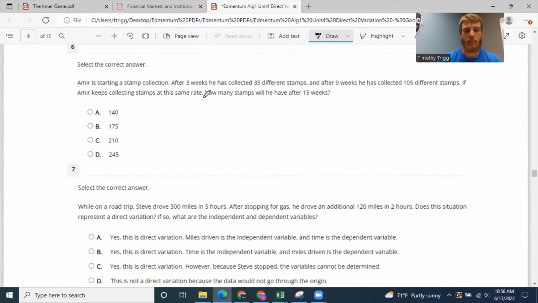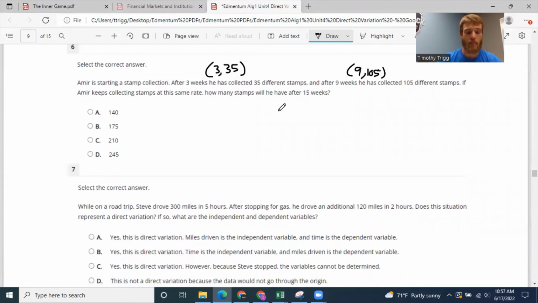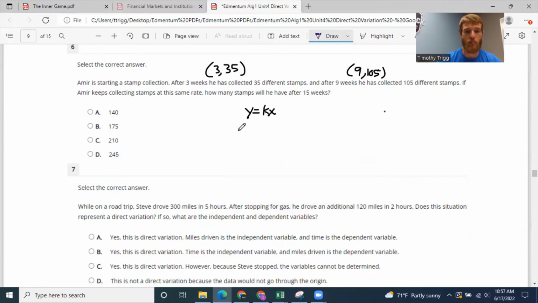All right, here's the same situation. It's the same coordinate points as well, right? 3 weeks, 35 different stamps. After 9 weeks, 105 stamps. How many stamps will I have after 15 weeks? So we can go ahead and find the equation. So y equals kx, again, for direct variation. And you could use either coordinate point, so I'm just going to use the smaller numbers.